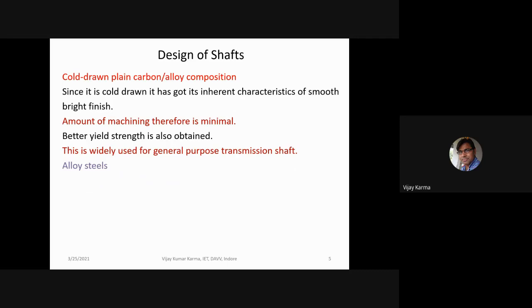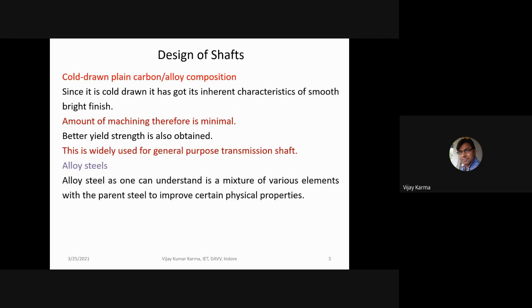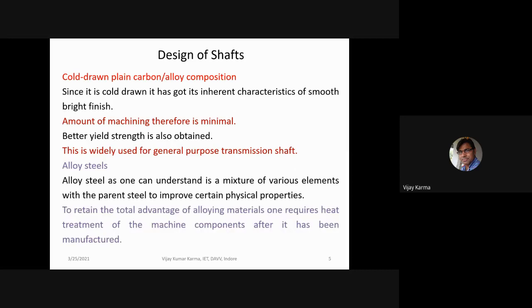The next material is alloy steel, and alloy steel is nothing but a mixture of various elements with the parent steel to improve certain physical properties. Some elements are added to the base steel to enhance some properties of the material. To retain the total advantage of alloying materials, one requires heat treatment of the machine components after they have been manufactured. So heat treatment is done.